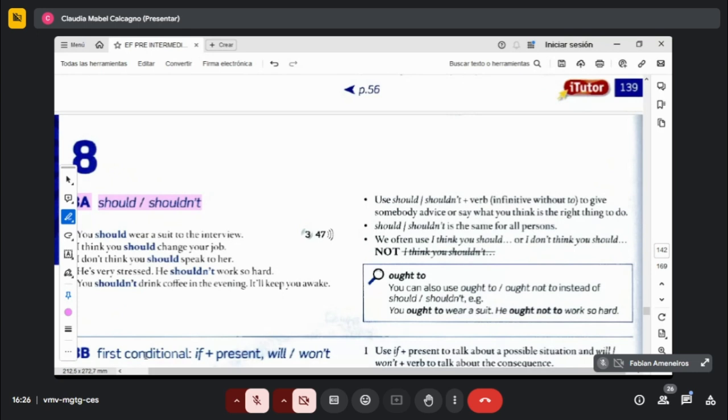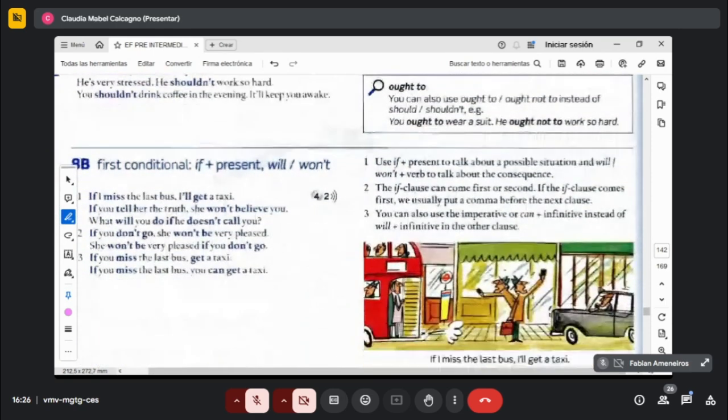And ought to, okay, is the same as should or shouldn't. Ought to se lo puede utilizar como sinónimo de should o shouldn't, es un poco más formal. Cambia un poco en la formalidad, pero son sinónimos. Okay? We good? Yes, okay. It's quite simple, should.